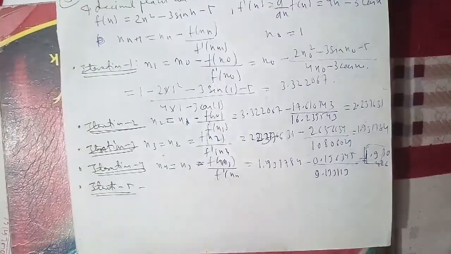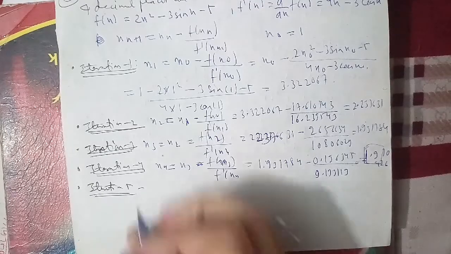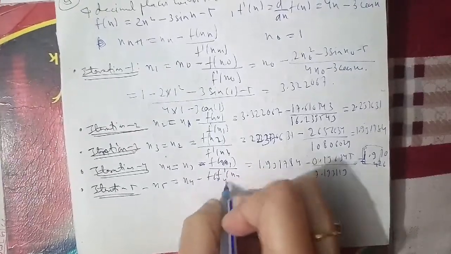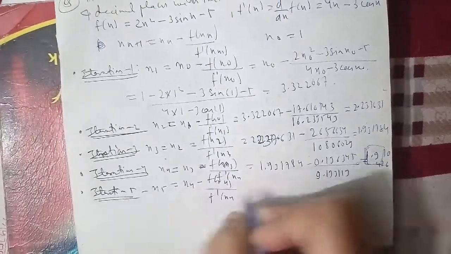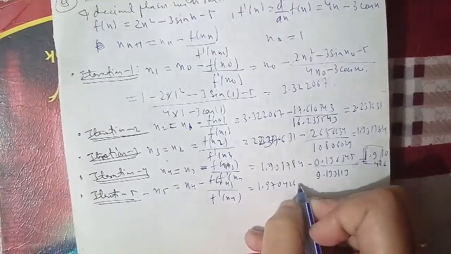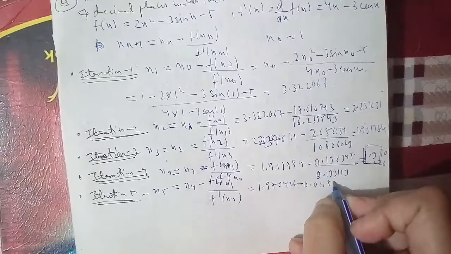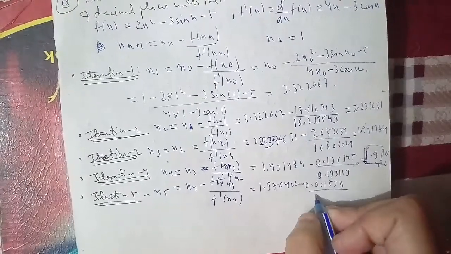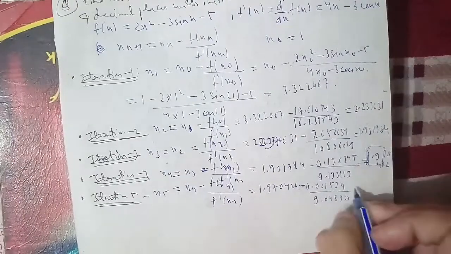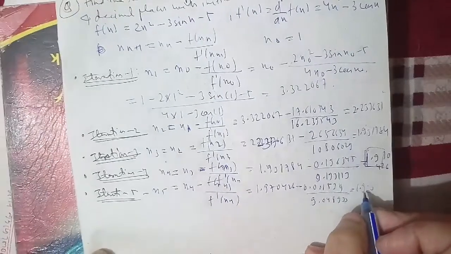That has been x5 equals x4 minus f(x4) upon f dash x4, equals 1.970426 minus 0.001539 upon 9.048933, and that is being equals to 1.970256.